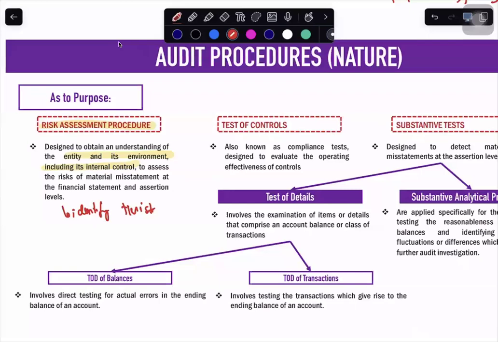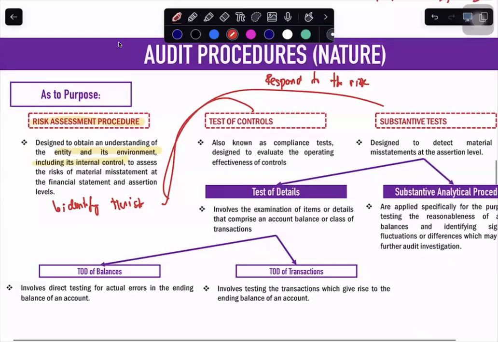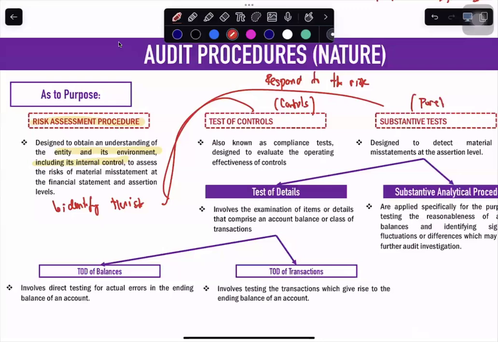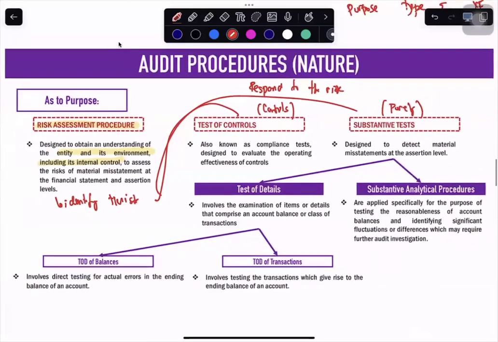And based on the risk identified, we respond to the risk. And how do we respond to the risk? Either tests of controls or substantive tests. Tests of controls for controls reliance, while if you have a purely substantive approach, then it is substantive tests.